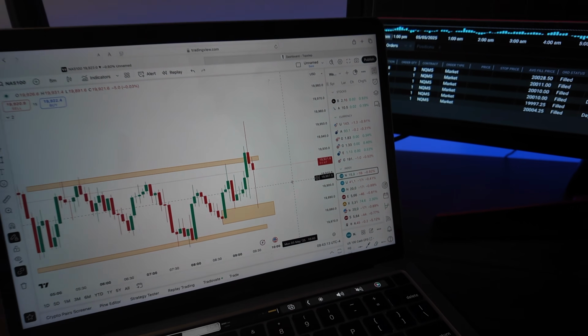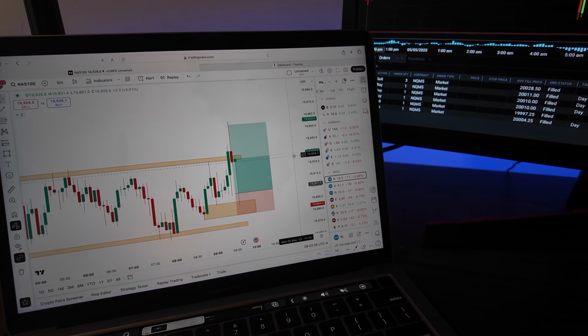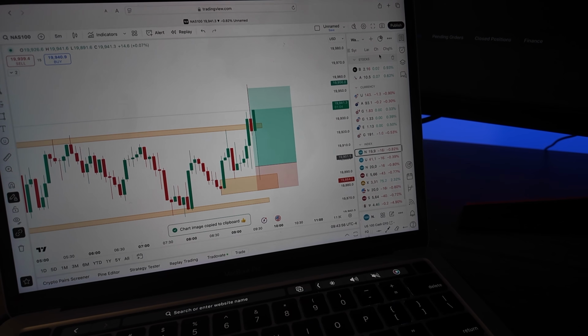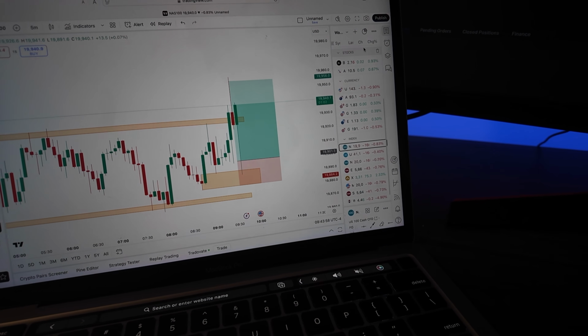It tapped the same demand twice. No way. There's no way.